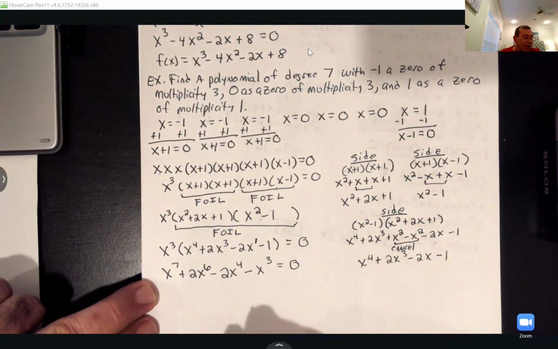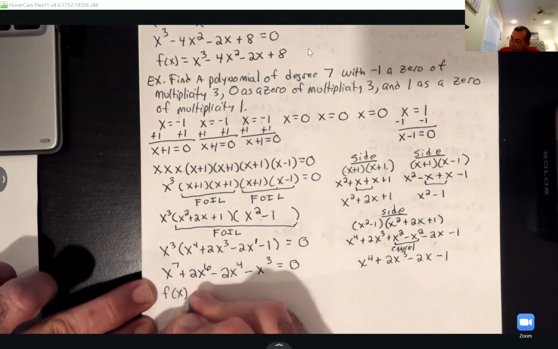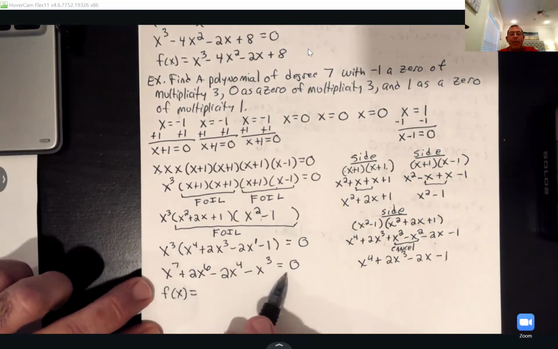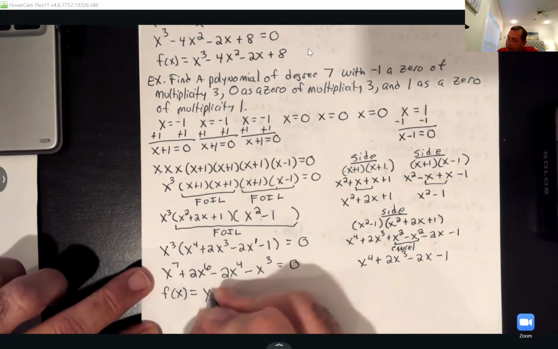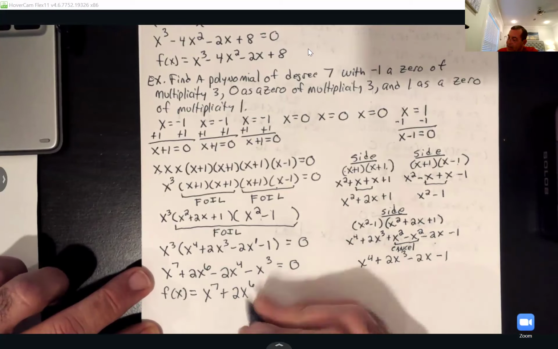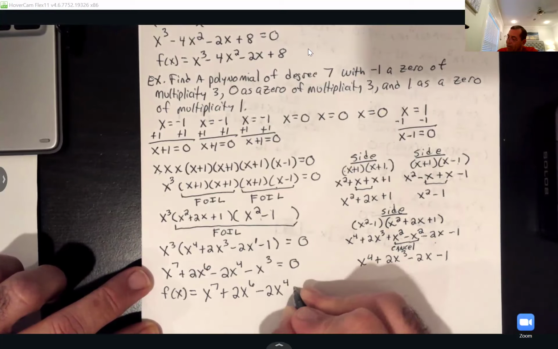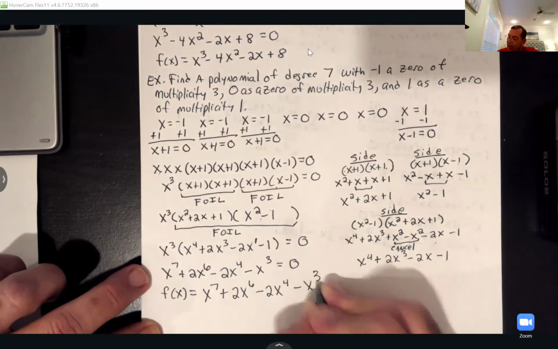So let's see, when we're done, they will have the f of x on this one. And we actually got to put in this whole answer. X to the 7th plus 2x to the 6th minus 2x to the 4th minus x to the 3rd.